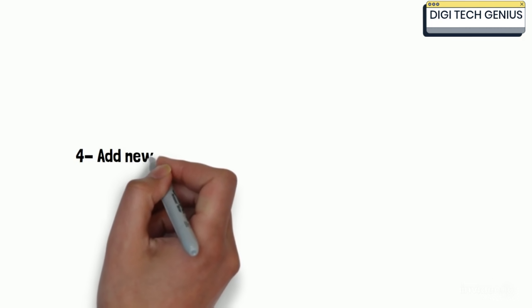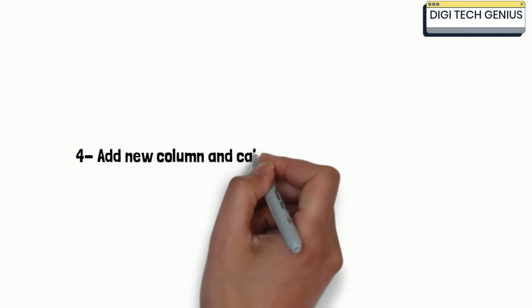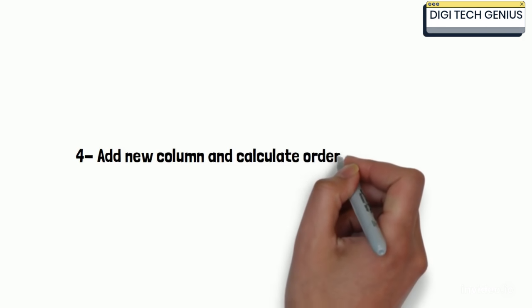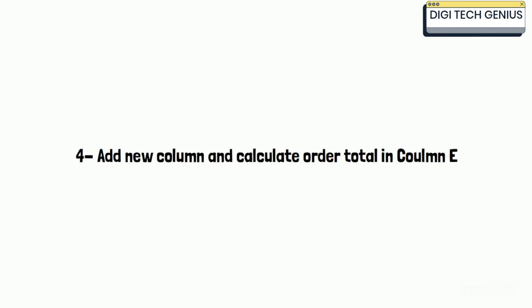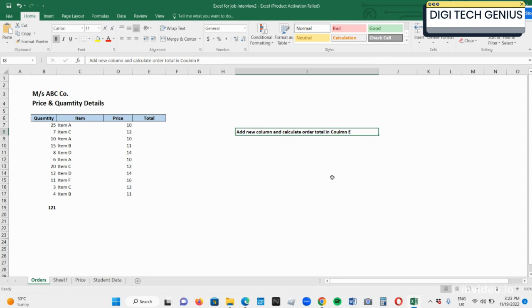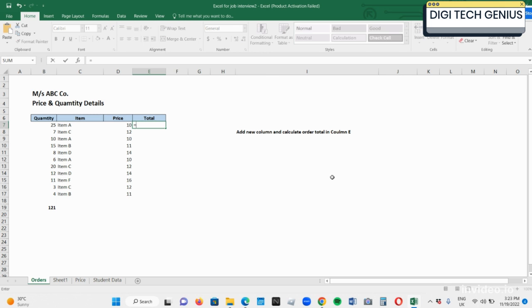So now the next question which we can put up is that you need to add a new column and calculate the order total in a new column. So we'll see how we can do that. To solve this question, it is very simple. We have already added the column over here, which is column E, and what we need to do is calculate the total value of each and every item that we have ordered. So we'll simply select the quantity and multiply it with its price.